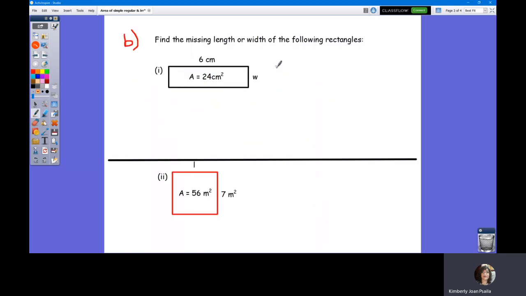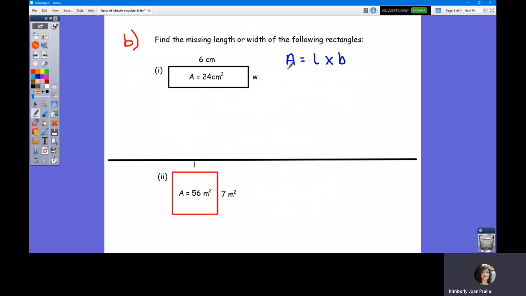Okay, example B. Find the missing length or width of the following rectangles. Another word for width is breadth. So here we have the area of this rectangle, the length, and the width, the breadth. Okay, we don't know it, we have to find it. First, you have to write down the formula. A, area of rectangle, is equal to length times breadth.